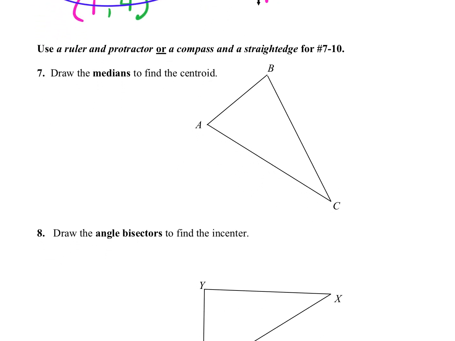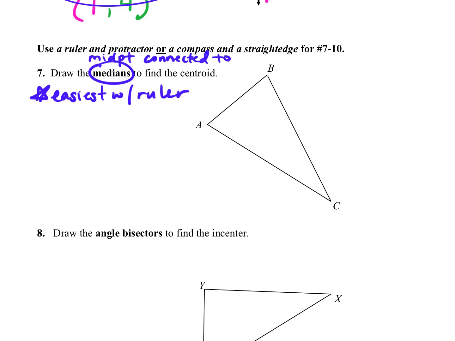So this first one says draw the medians to find the centroid. Now, this is the one that I say is easiest if you just use a ruler. Remember what a median is. It is a midpoint connected to the opposite vertex.